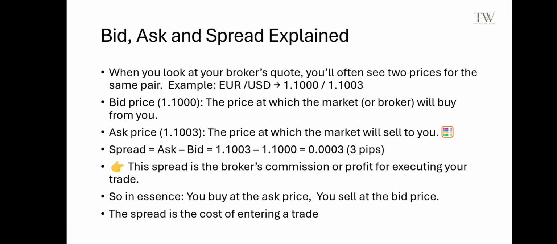So when you look at them, you notice that there are often two prices for the same pair. Okay, and of those two prices, one is the bid price and the second is the ask price. Now, the bid price simply means the price at which the market or the broker is willing to buy from you. So in other words, it is the price at which you are willing to sell to your broker. Now, the ask price is the price at which the market is willing to sell to you. On the other hand, it simply implies the price at which you are willing to buy from the market.